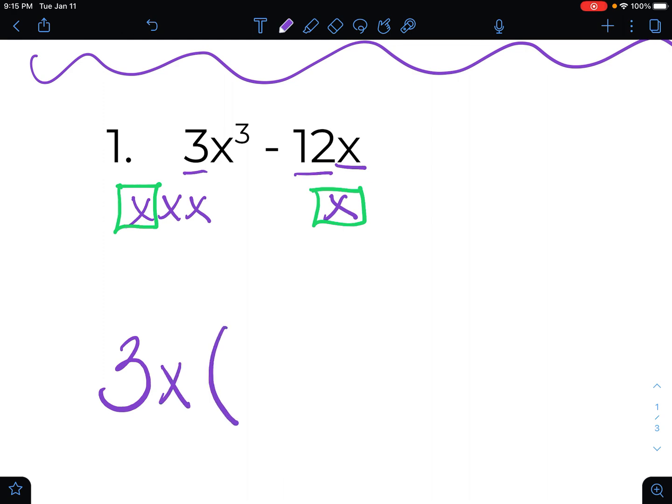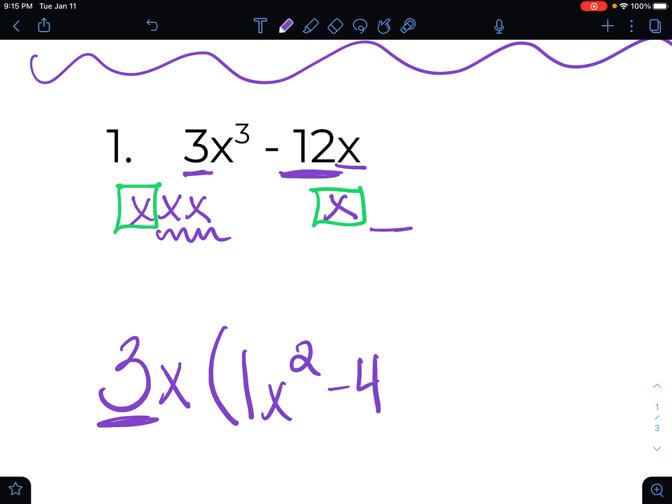Then we're going to put all of our leftovers on the inside of the parentheses, and this is where we divide the 3x out of everything. So 3 divided by 3 gives me 1 with 2 leftover x's, so x squared. And then negative 12 divided by 3 gives me negative 4. I don't have any leftover x's here, therefore I'm done.